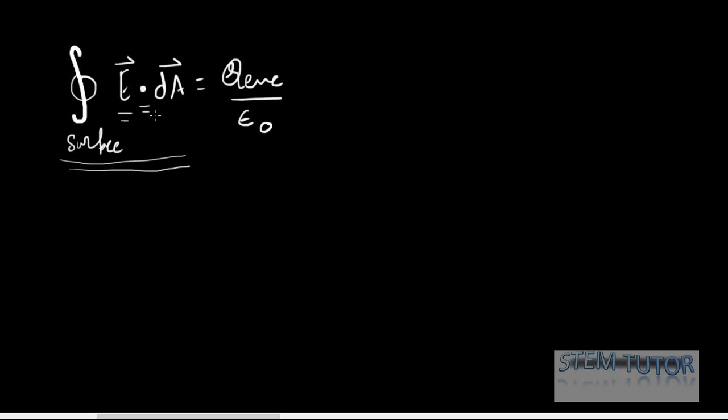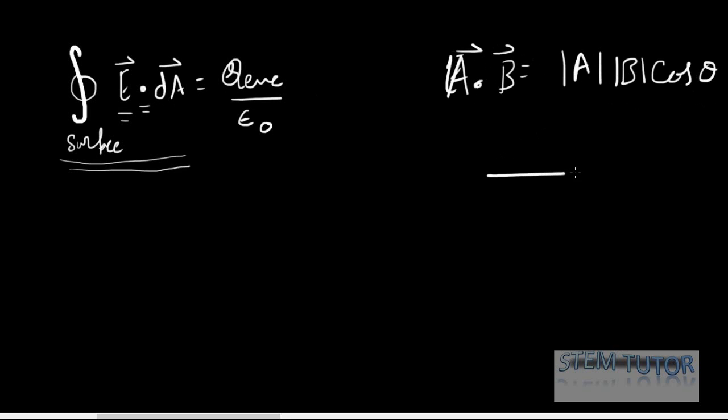Dot product means that if you're multiplying two vectors, say A dot B, then A dot B is equal to the magnitude of A times the magnitude of B times cosine theta, where say this is A, this is B, and this is theta. Then B cosine theta would be the projection of B onto A. So that's what the dot product is. It's one vector times the projection of the second vector on the first vector.